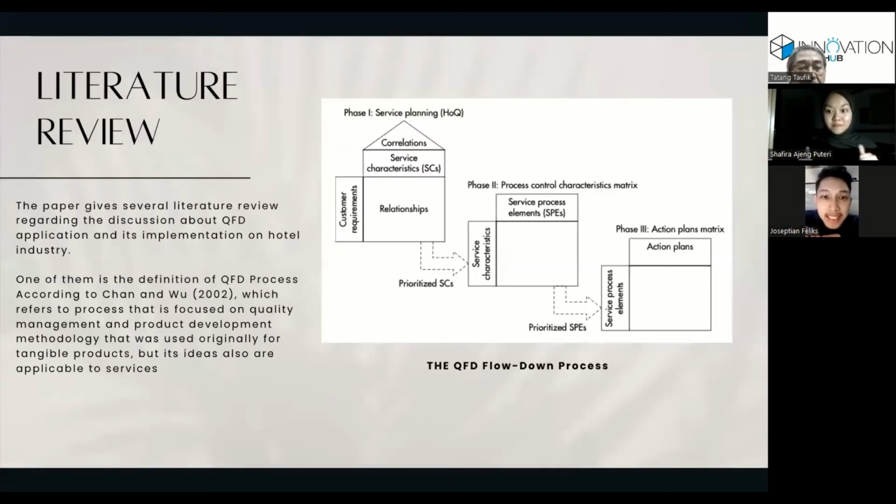This is the literature review. The paper gives several literature reviews regarding the discussions about QFD applications and its implementations in the hotel industry. One of them is the definition of the QFD process, where the paper takes the example from Chan and Wu, which refers to the process that focuses on quality management and product development methodology that was used originally for tangible products. But this idea is also applicable to the service itself.